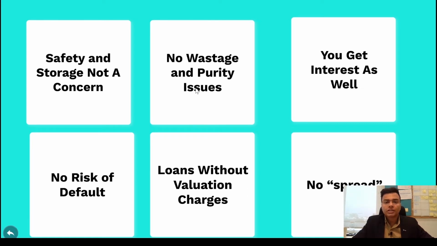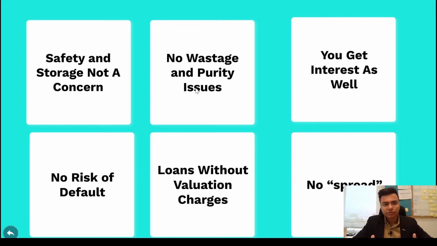So suppose your father bought gold 30 years ago, and in 30 years the gold price has fairly compounded, like it has given decent returns. But had it been the gold bond scheme, you would have earned 2.5% on top of it every year for 30 years. Imagine your returns. It would have been really handsome, right? Much better than the returns from your physical gold. And then there is no risk of default because it's the government.